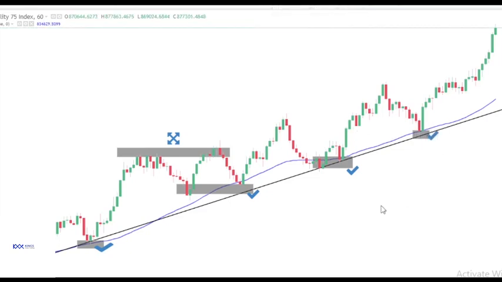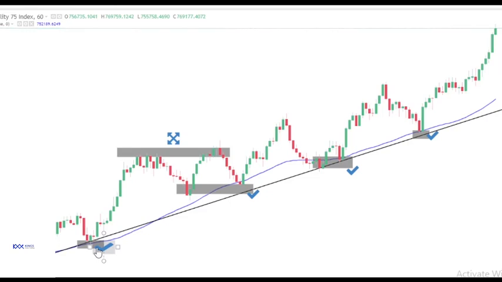So the question is, do we just jump in once we see the price retesting this trend line and our indicator, then forming a W pattern? Should we just jump in for a buy? Should we just go long?